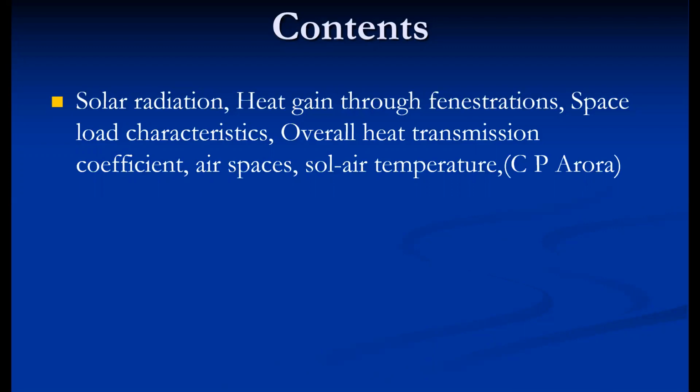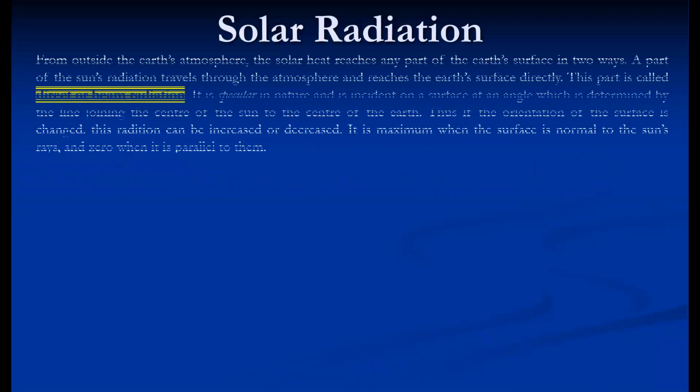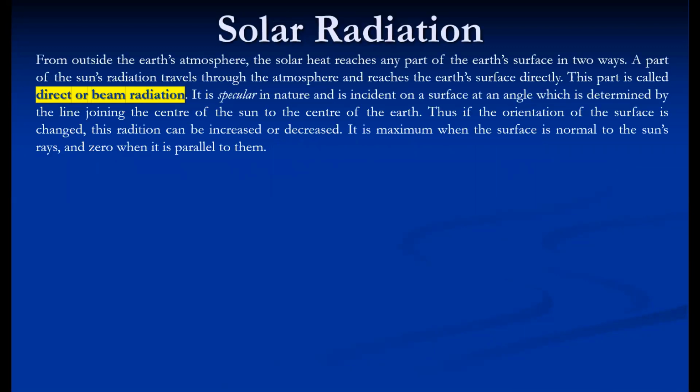Most of the contents I have taken from the C.P. Arora book, which is already shared on the Moodle in the announcement section. As far as solar radiation is concerned, from outside the Earth's atmosphere, the solar heat reaches any part of the Earth's surface in two ways. A part of the sun's radiation travels through the atmosphere and reaches the Earth's surface directly, and this part is called direct or beam radiation.